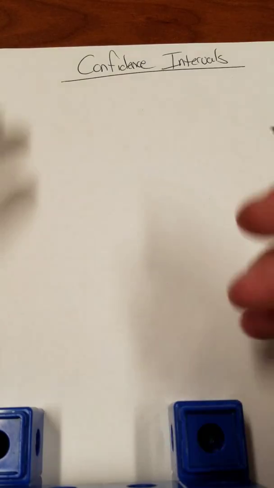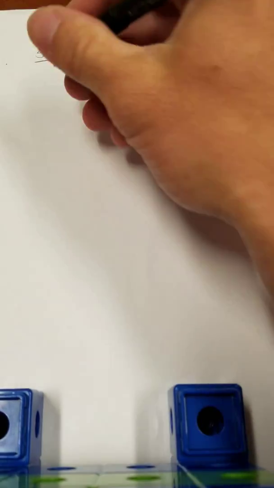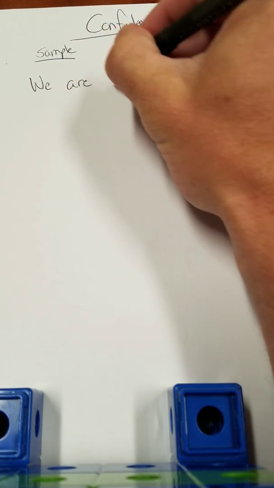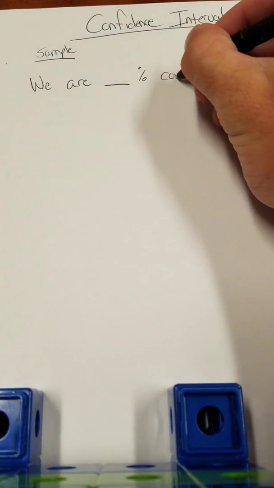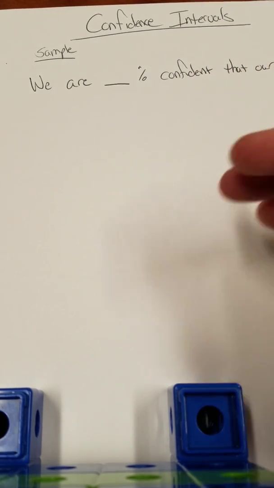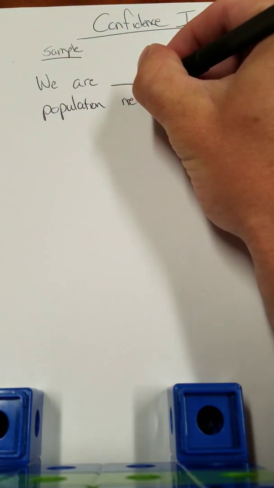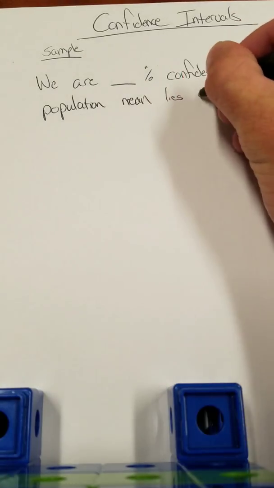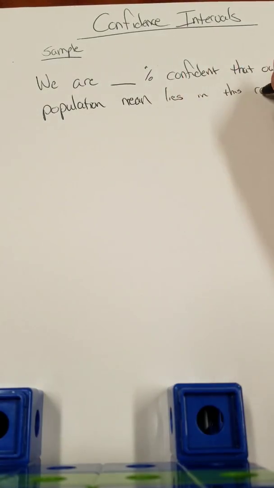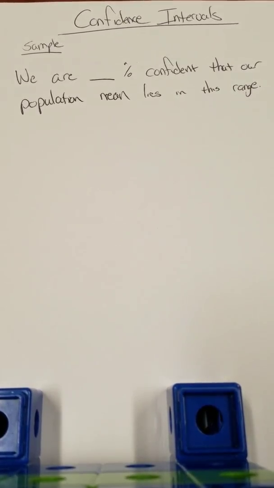All right, confidence intervals. Here's what confidence intervals tell us. If we're given a sample, okay, so we're taking a sample of something. That's what confidence intervals have to do with. But it tells us we are blank percent confident that our population mean lies in this range. Okay? That's very important. I'm going to ask you that question over and over and over again.